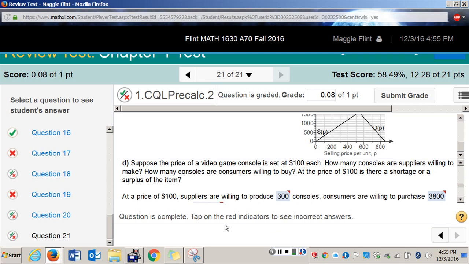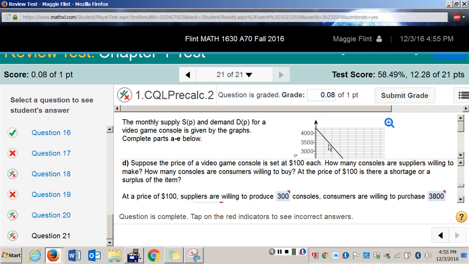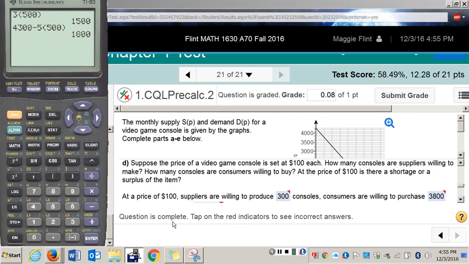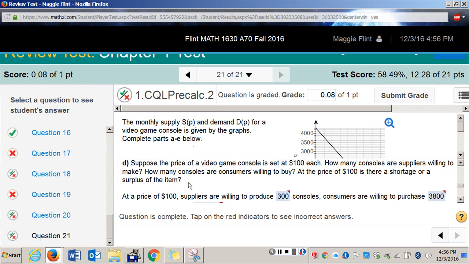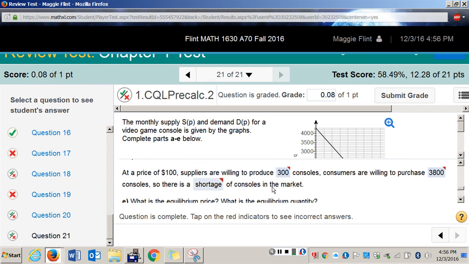Part D says, suppose the price is set at 100, and notice here, just looking at the graph, at 100, the supply is much lower than the demand, and that's because the price is cheap, people are willing to buy, but the supply isn't able to keep up with it. So the supply at $100 is going to be 300. The demand at $100 is going to be 3,800. So there's actually a shortage of 3,500. So at a price of 100, suppliers are willing to produce 300 consoles, consumers are willing to purchase 3,800, so there is a shortage of consoles on the market.